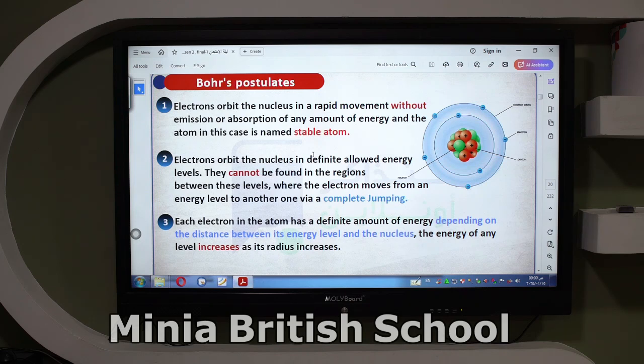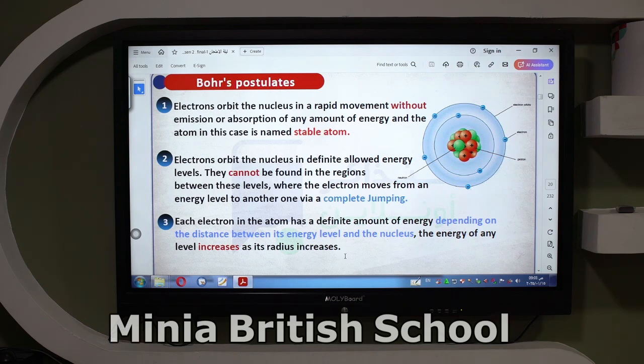Postulate number 1 about Bohr: he said that in a stable atom, it doesn't lose or gain any energy. It consists of 7 main energy levels, but an electron cannot be found in the regions between these levels. So we cannot find an electron in the region between K, L, M. We can find electrons in the K energy level, L energy level, M energy level, but we cannot find them in the regions between them. So the electron moves from one energy level to another, a complete jump from one energy level to another.